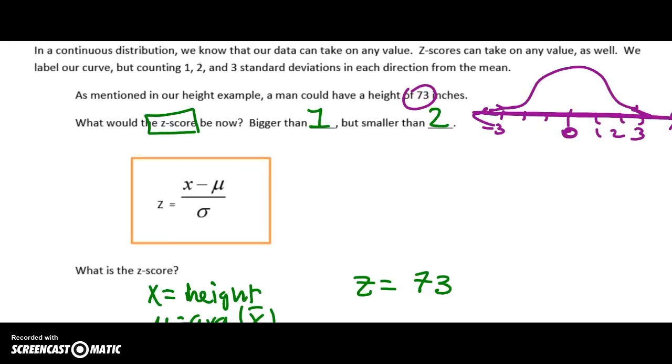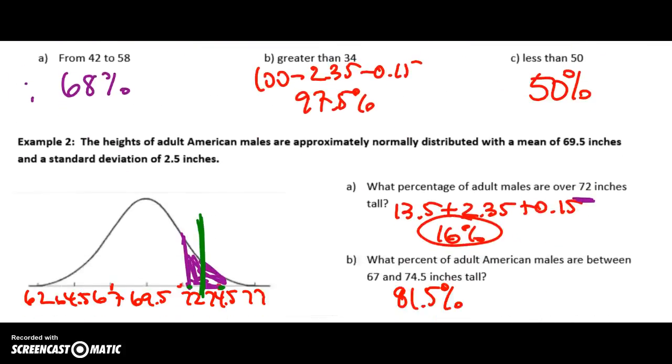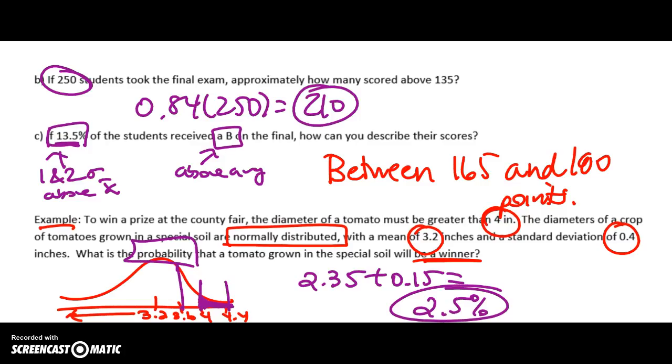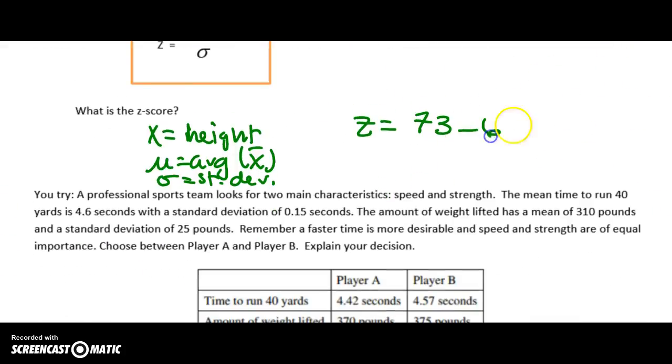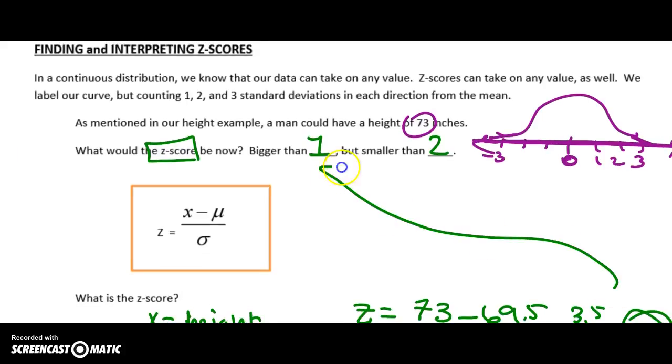Our mean, on the other hand, we need to go back for a second. Let's take a look. So our mean was 69.5 and our standard deviation was 2.5. So let's go ahead and fill those in. Our mean was 69.5 and our standard deviation was 2.5. Now we go ahead and plug this into our calculator. When we plug that into our calculator, we get a z-score of 1.4. That means that this man was 1.4 standard deviations above the mean, which corresponds to what we said up here. We said he was bigger than 1, but less than 2 standard deviations away.